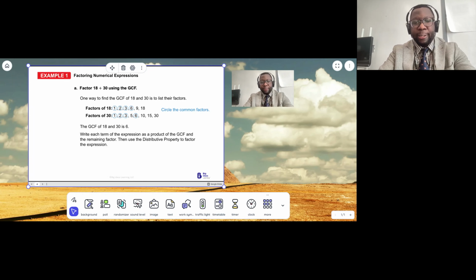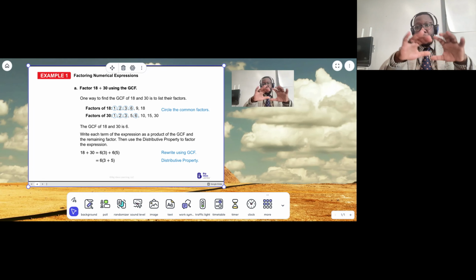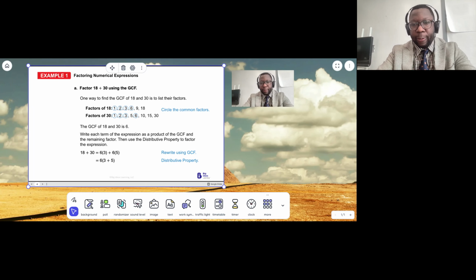So when we look at 18, 18 divided by 6 is equal to 3. So 3 times 6 is equal to 18. And what about 30? Well, 6 times 5 equals 30. So 6, again, is the greatest common factor. That's what we're factoring out so that we can rewrite our expression. And now we use the distributive property to rewrite the whole expression as 6 times the quantity of 3 plus 5, because 6 times 3 would be 18, and 6 times 5 would be 30. Let's take a look at another example.